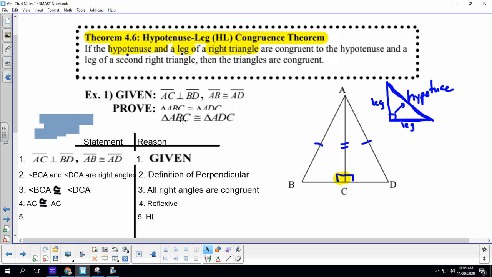And then we always end with what we're trying to prove, but let's just take a little gander here. So I have a leg, I have a hypotenuse, and I have the right angles. So ABC is congruent to ADC by hypotenuse leg. So we got the right angle, we got the hypotenuse, and a leg.